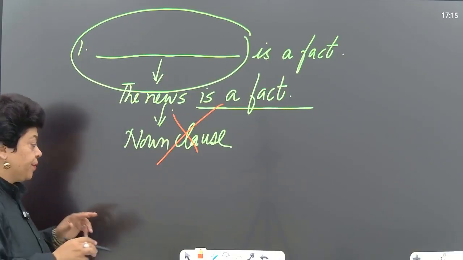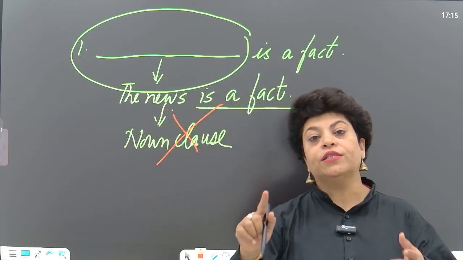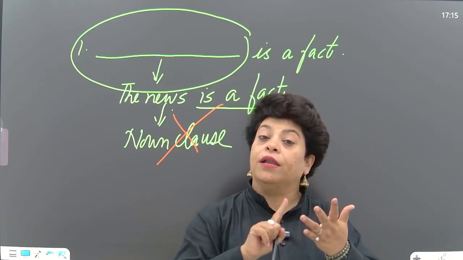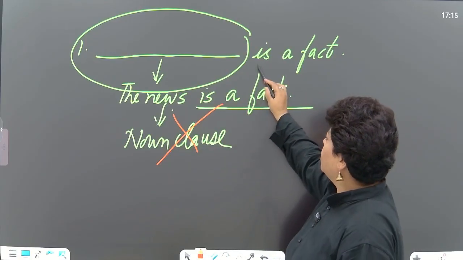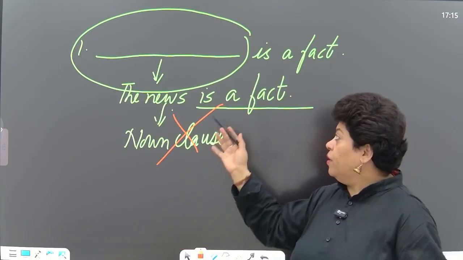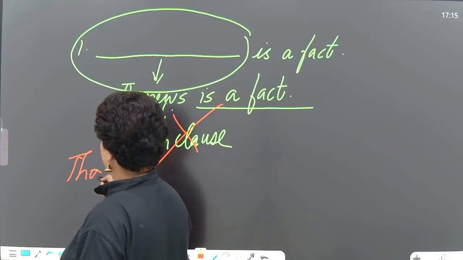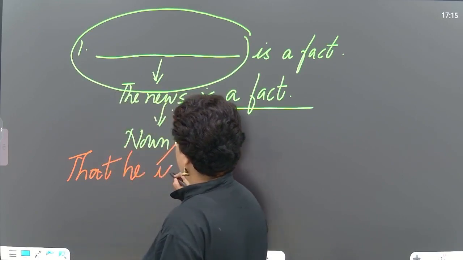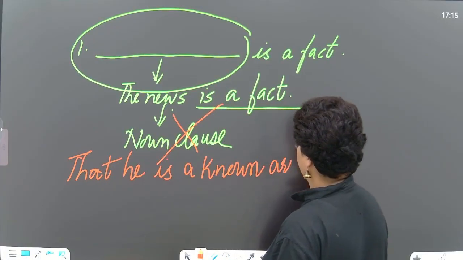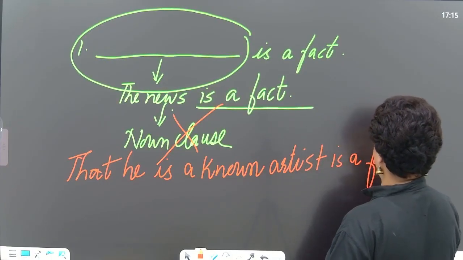Now, how to convert it? A clause has a subordinating conjunction. Always remember that. A clause always has a subordinating conjunction. That is how it becomes a dependent clause. This is already known. Dash is a fact. It's quite true. It's quite a common thing. Dash is a fact. Let's do it now. That he is a known artist is a fact.